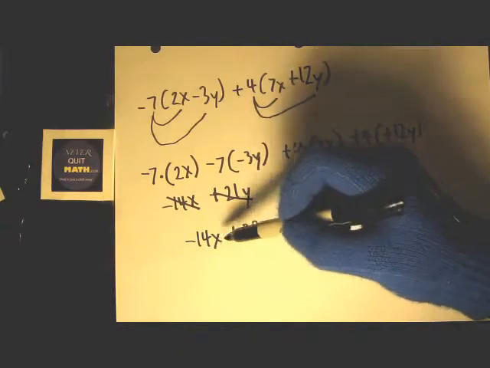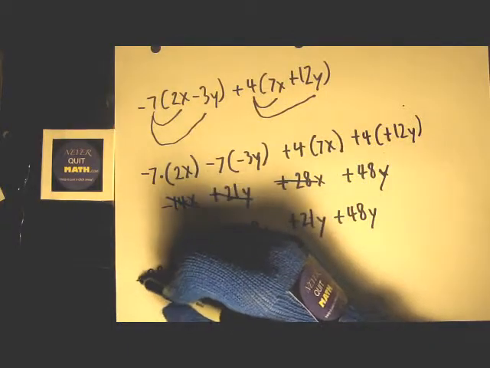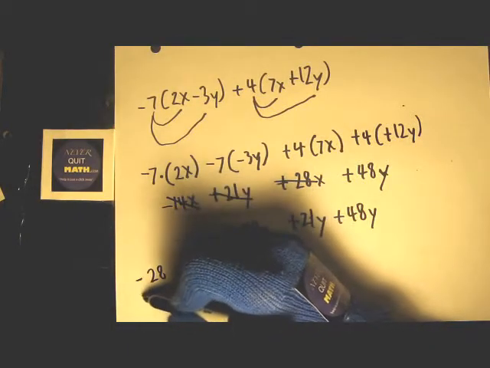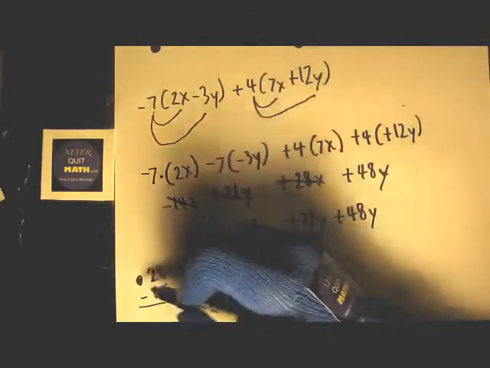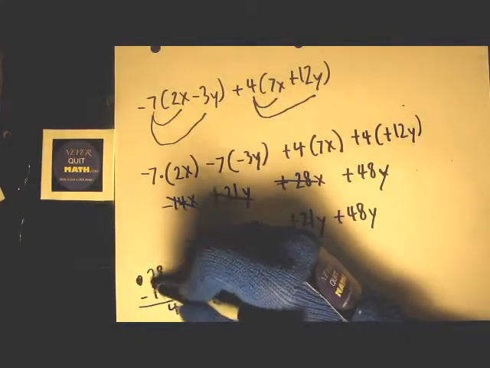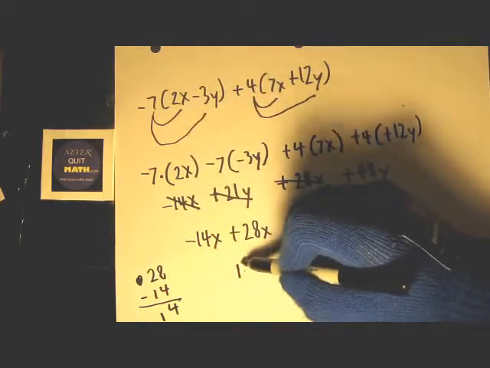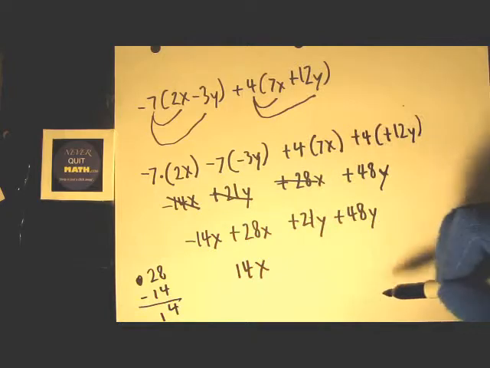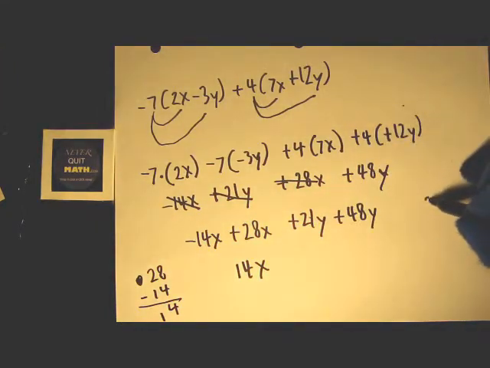So when you have a negative and a positive and you're adding it, what do we do again? We do 28 minus 14, bigger from smaller, right? And then keep the sign of the bigger number. So 8 minus 4 is 4, 2 minus 1 is 1, is 14. And the bigger number is positive, so that becomes 14x. This one, we're just adding two positive numbers, so it's just straightforward. It's 21 plus 48.